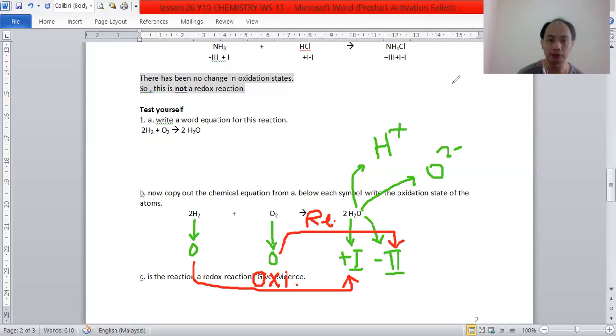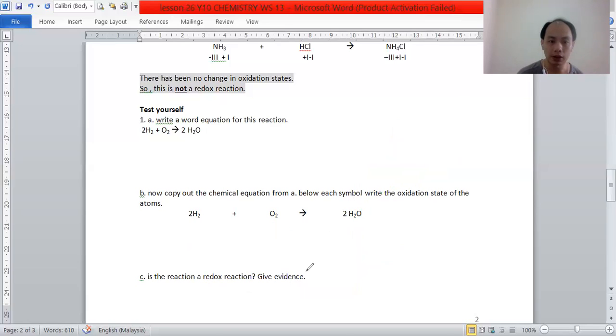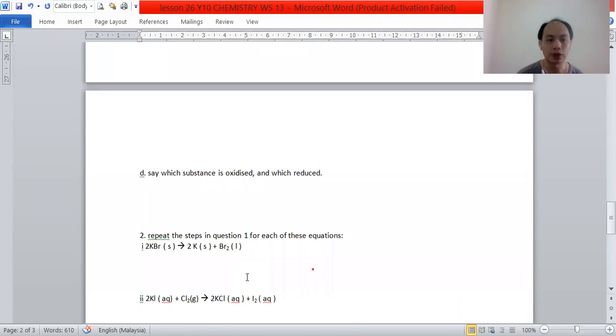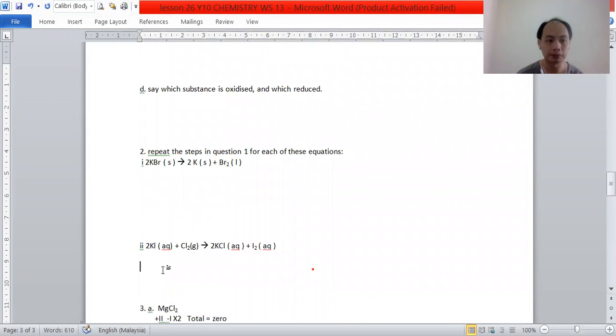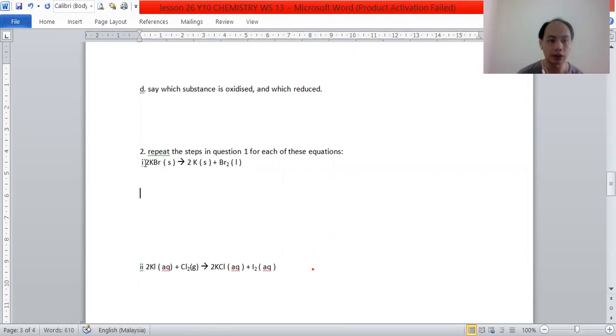So this is very simple. I clear all and we go to the next questions. Is this a redox reaction? Yes, because it involves reduction and oxidation. So this one we already discussed. Now we look at these two examples.